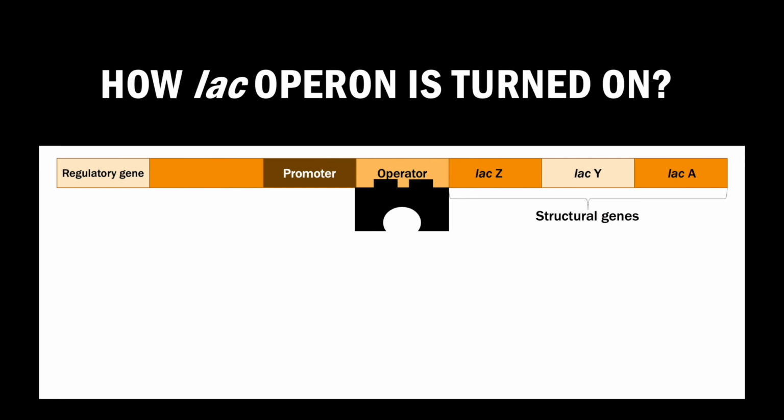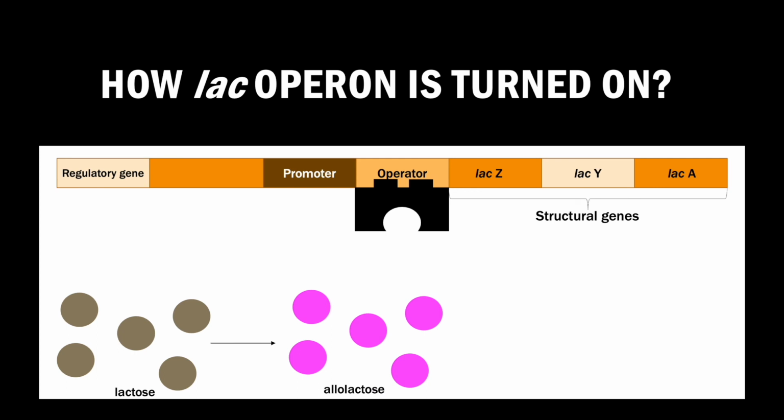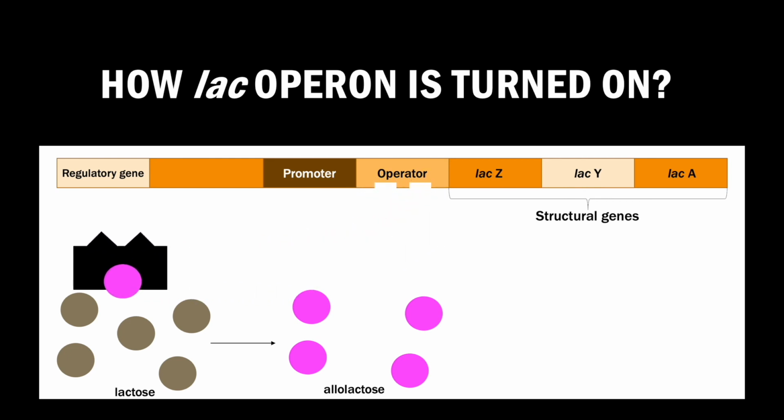How does the cell turn on the lac operon? The lac operon will be turned on in the presence of lactose. Lactose will be converted into allolactose. The allolactose will then bind to the allosteric site of the repressor protein. This causes the repressor protein to change its shape. Hence, it's no longer fit to the operator. This causes the repressor protein to detach itself from the operator.